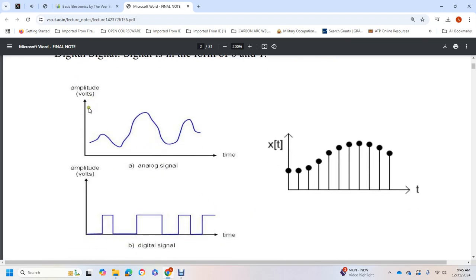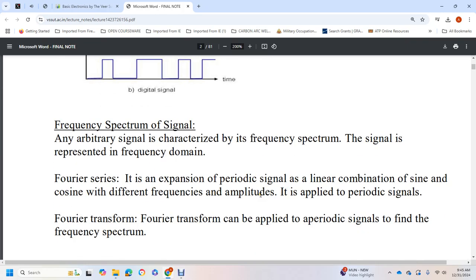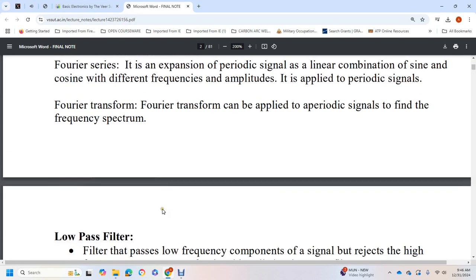We have an amplitude in volts over time for an analog signal, and amplitude in volts for a digital signal. Frequency spectrum of the signal. An arbitrary signal is characterized by its frequency spectrum, so the signal is represented in the frequency domain. Fourier series expansion: a periodic signal is a linear combination of sine and cosine of different frequencies and amplitudes. Fourier transformation can be applied to a signal to find the frequency spectrum.